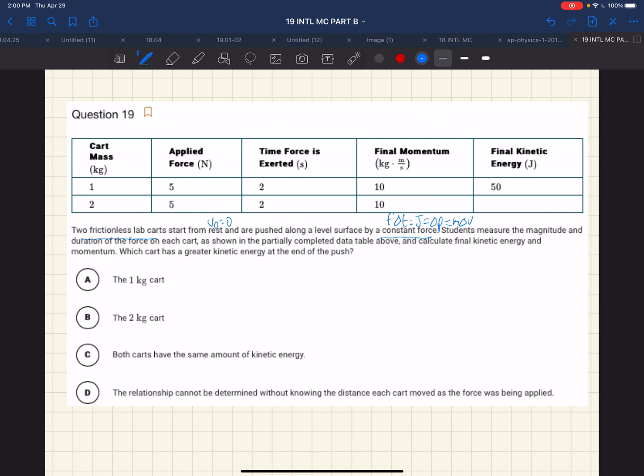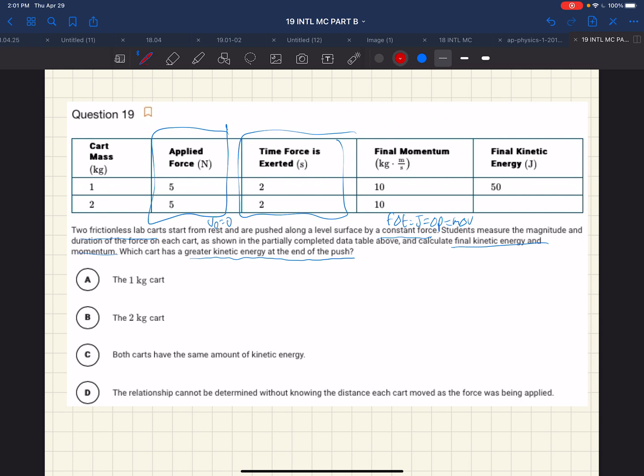Students measure the magnitude and duration of the force, which we see here. We see the magnitude of the force. We actually see the time it's exerted as well. And the data table is partially completed, and they calculate the final kinetic energy and the final momentum. Which cart has a greater kinetic energy at the end of the push?